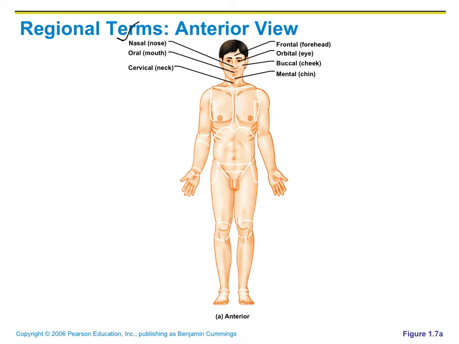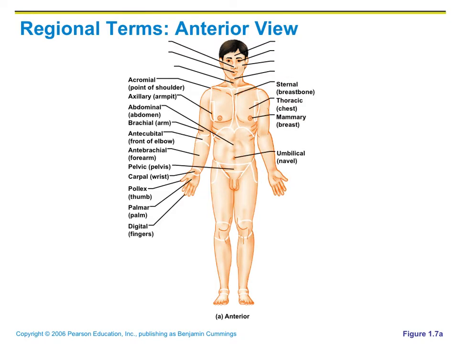Nasal is nose, oral is mouth, cervical referring to the vertebrae is the neck, frontal, orbital, buccal for cheek, and mental for chin. Down on the thorax, we have the acromial area, the tip of the shoulder, axillary area, in the armpit area, abdominal above the belly button, brachial area above the elbow, antecubital area where you might draw blood when you donate or when you have a medical exam. The antebrachial area is the forearm. Pelvic is below the belly button or navel area or umbilical.